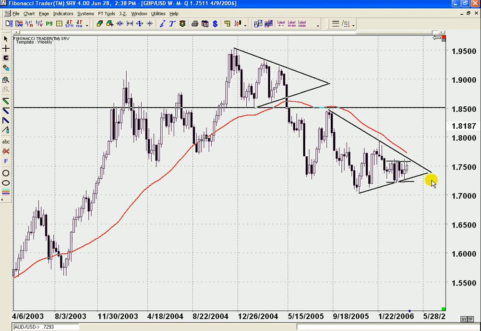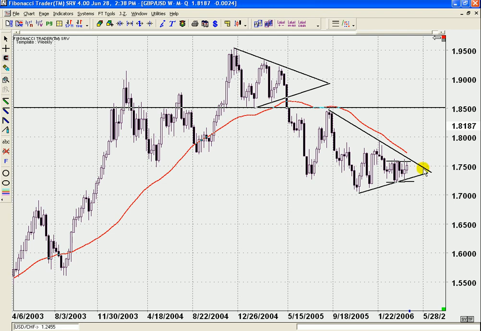We continue in the consolidation, but the longer we're in this consolidation, the higher the probability of a more substantial move out of it. We've been in this consolidation for several months, and it gets very tight. The tighter it gets and the longer it's in this consolidation, the bigger the breakout when it decides to break out.